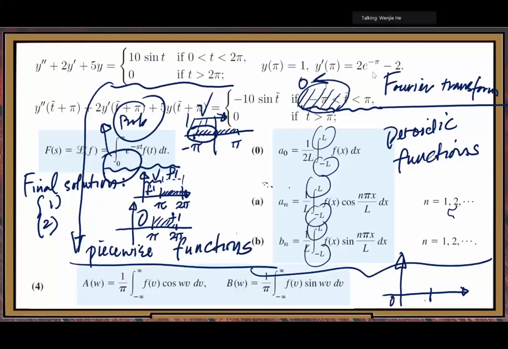0, 2 pi, first piece, okay, solution like this. Then second piece greater than, so this part 0. Okay, two pieces, right? Piece 1, piece 2.